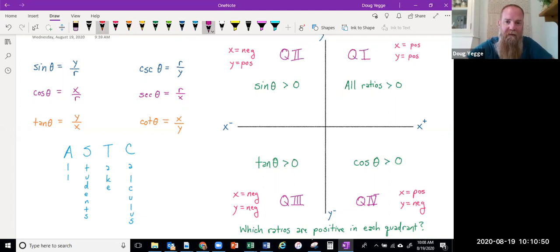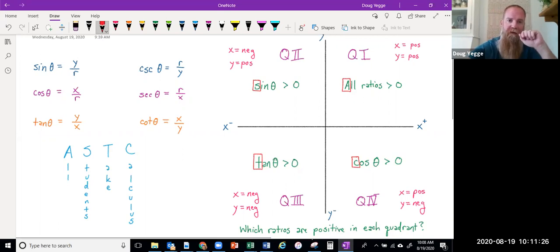What that indicates here is that in the first quadrant, A stands for all are positive. In the second quadrant, S stands for sine is positive. In the third quadrant, T stands for tangent is positive. And in the fourth quadrant, C, meaning cosine, is the only positive. So if we refer to, say, the second quadrant, and I'm trying to find sine of an angle, I know my answer will be positive. But if I'm trying to find tangent of an angle in the second quadrant, I know my answer is negative.